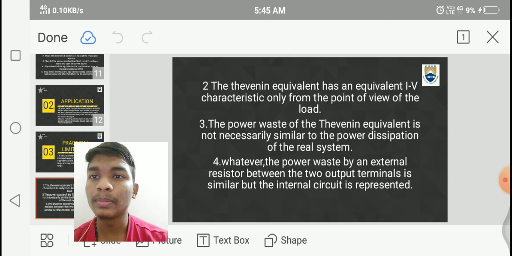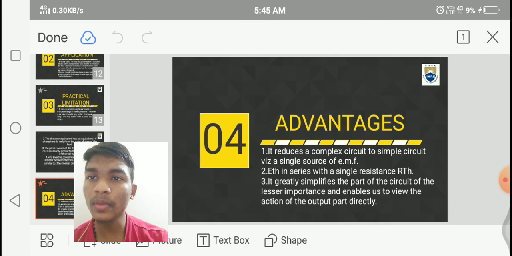The power dissipated by an external resistor between the two output terminals is similar, but the internal circuit is represented differently. The fourth one is advantages. What are the advantages? It reduces a complex circuit to a simple circuit with a single source of EMF, E Thevenin, in series with a single resistor R Thevenin.